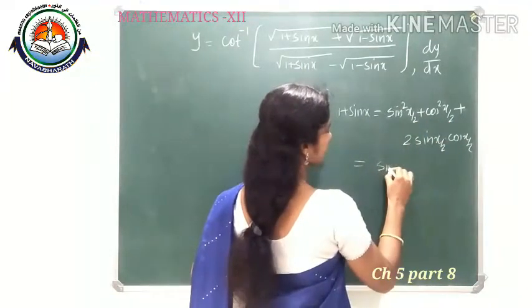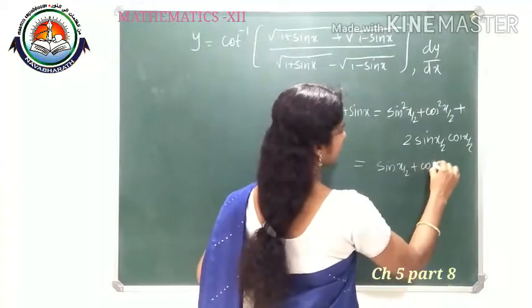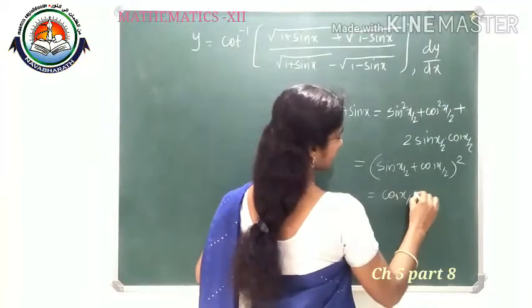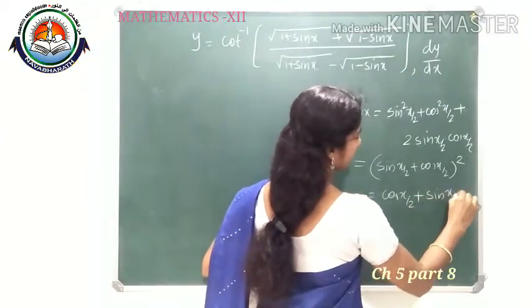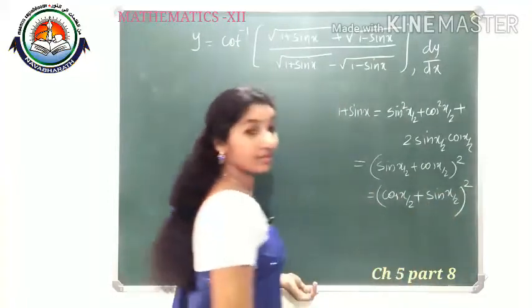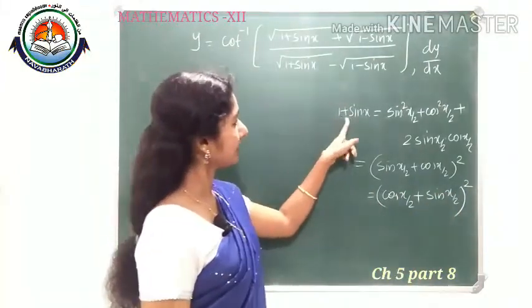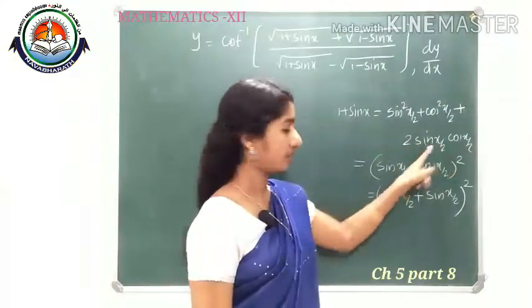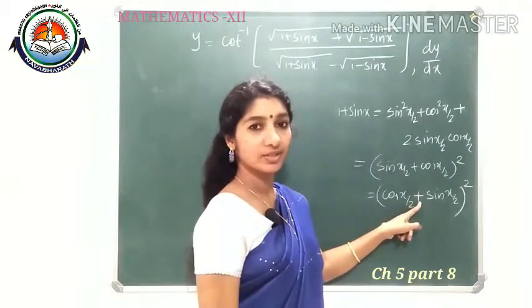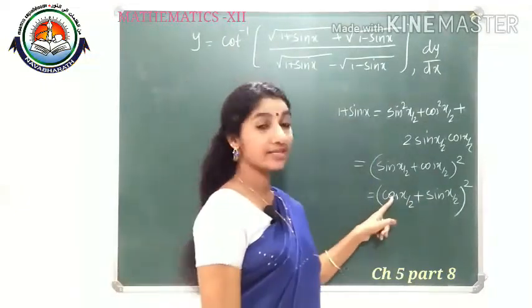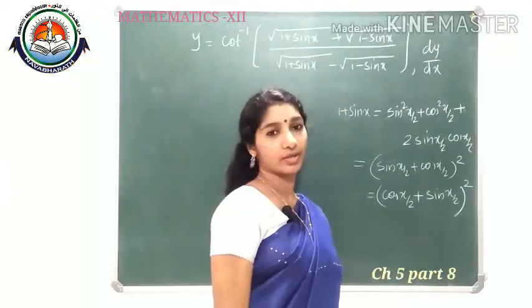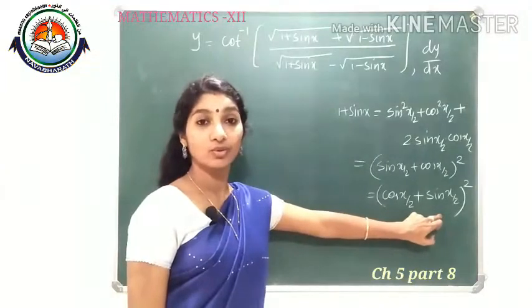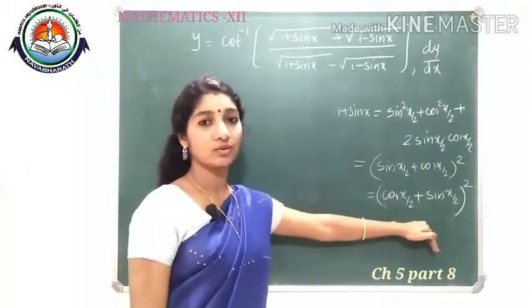Clear? So, we can write it as a square plus b square plus 2ab. So, we can write it as sin x by 2 plus cos x by 2 whole square, or we can take the first function as cos function. So, cos x by 2 plus sin x by 2 whole square. Okay. And if it is 1 minus sin x, here minus will come. So, here this will come minus, that much only the change. That means 1 minus sin x we can write as cos x by 2 minus sin x by 2 whole square. So, root of 1 plus sin x will come root of cos x by 2 plus sin x by 2 whole square. So, square and root will cancel, we are getting cos x by 2 plus sin x by 2.